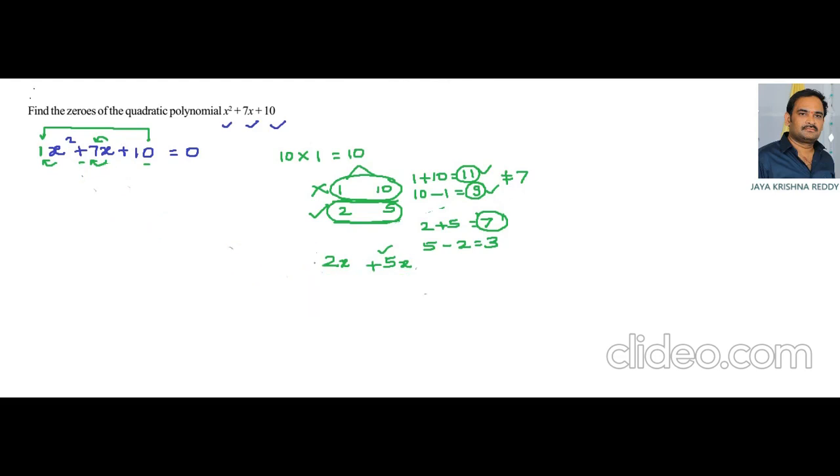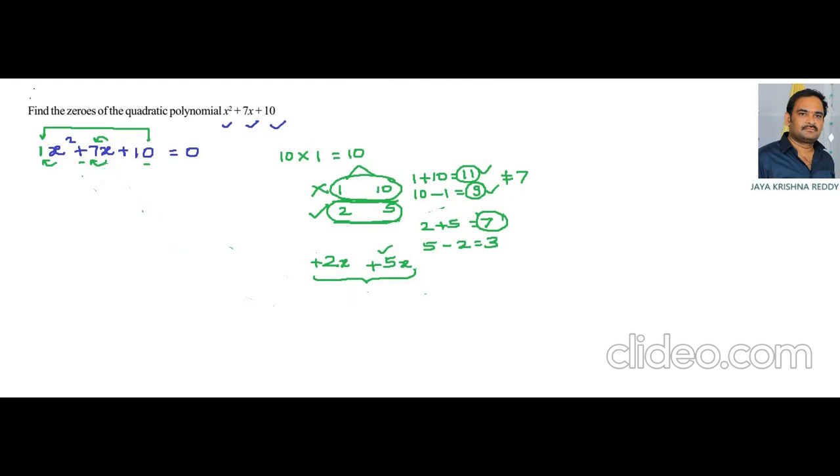So let us try with the plus symbol. Now plus 2x plus 5x, their sum is nothing but plus 7x. So plus 7x is equal to the middle term of the given quadratic polynomial, that is already plus 7x there.